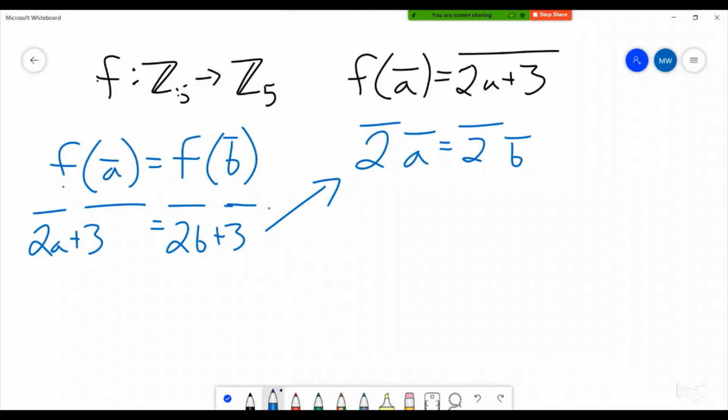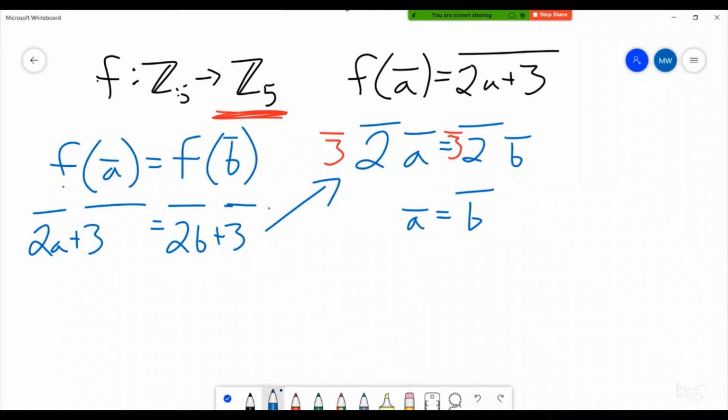And so instead what we have to do is see, is there a number that we can multiply by 2 to get 1 in Z mod 5? So we look to see, is there any number we can multiply by 2 to get something 1 bigger than a multiple of 5? And it turns out that the class of 3 works out very nicely. So we're going to multiply both sides by the class of 3, and that's how we can simplify down to the class of a equals the class of b.